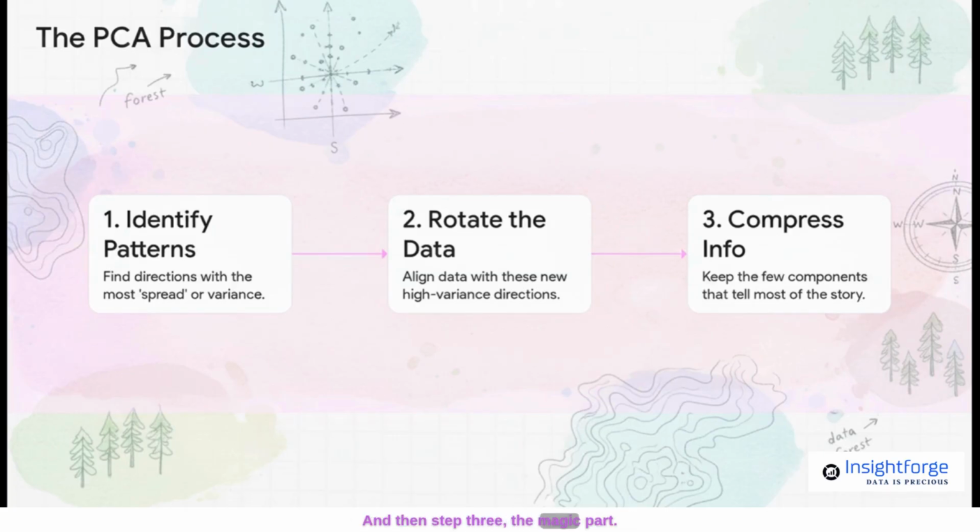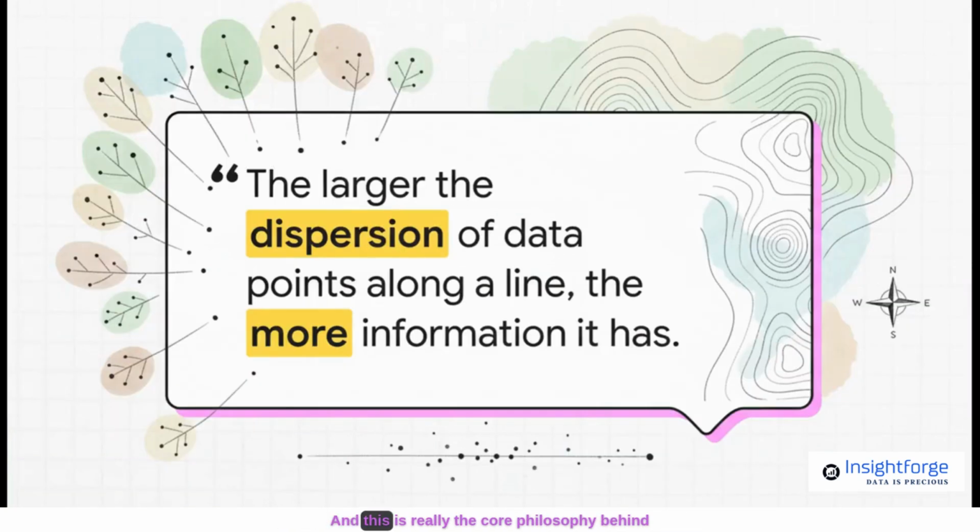Step 2, it rotates the entire data set to line up perfectly with these new high-spread directions. And then step 3, the magic part. It lets you keep just the first few of these new components. And the thing is, those first few now tell most of the story, so you can compress the rest without losing the main plot. And this is really the core philosophy behind PCA.